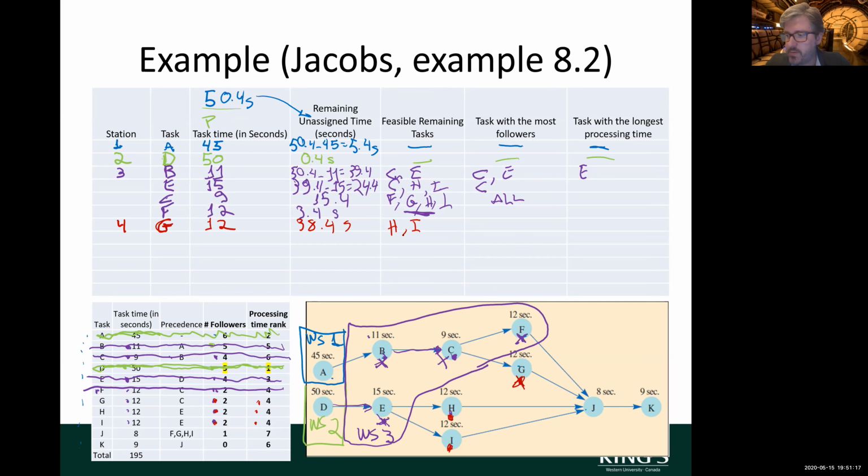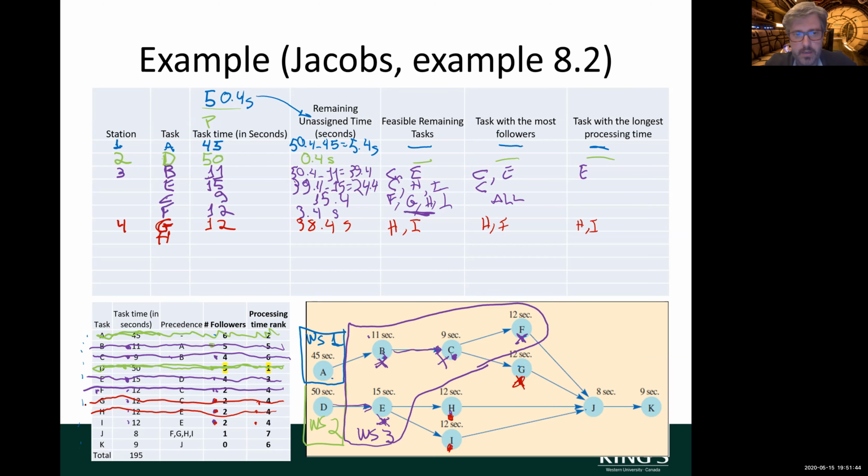The task with the most number of followers, they all have the same number of followers, and they all have the longest processing time, right? So I'm gonna pick in alphabetical order. There you go. I'm gonna select H. So, by the way, G is done. Now H is also done.